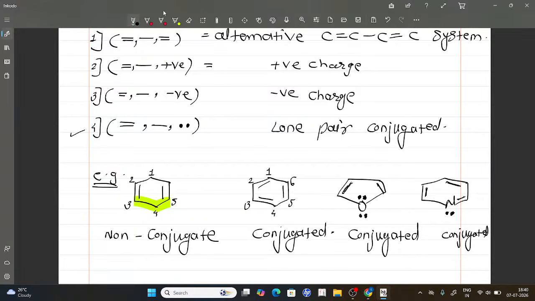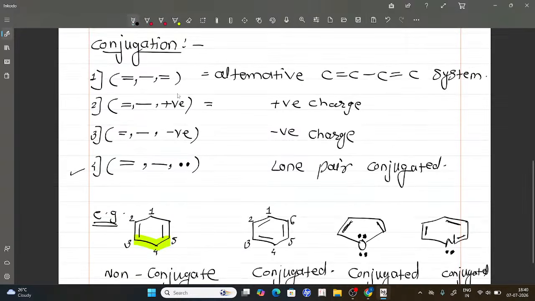So I hope you got this conjugation. This is a master key for the conjugation. I have given the master key for the conjugation. What is conjugation? These are the four master keys for the conjugation. So you can easily understand what conjugation is by this example as well as this master key. Okay, so this is your master key to identify the conjugation.